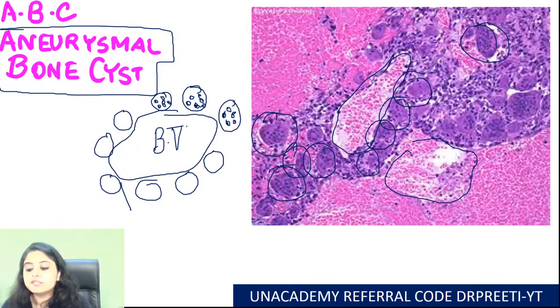Yes. So this is the aneurysmal bone cyst. So we are doing a couple of giant cell lesions. Remember these for your theory sessions, okay? One we did giant cell tumor. Then I told you this aneurysmal bone cyst.